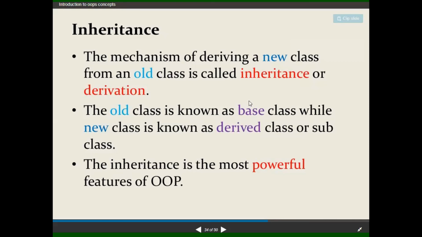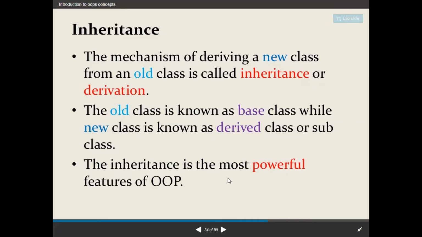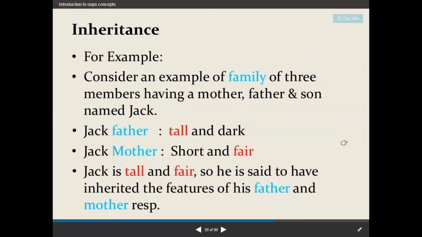Now the old class we will call the base class or super class. Understood? The old class we call base class or super class, and the new class we call the derived class or subclass. These two terms are not given here. Derived class or subclass. Understood, children? It is one of the most powerful features of object-oriented programming.